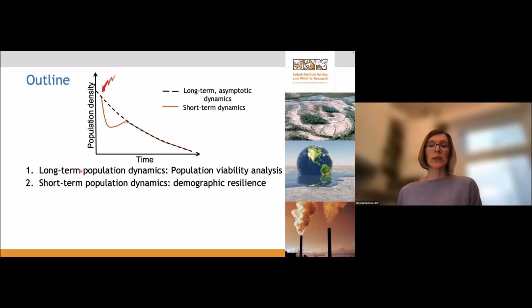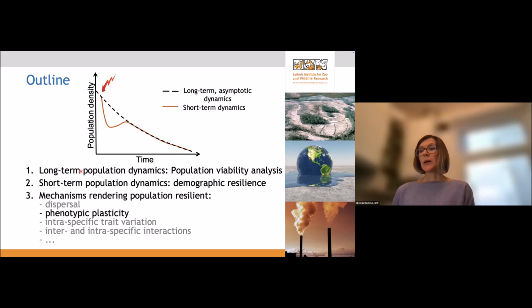Quantifying resilience, of course, is an important step, but it's just one step in diagnosing the state of a population. As the next step, it's very important to try and understand the mechanisms that render a population resilient. And in the second part of my talk, I will focus on one such mechanism, phenotypic plasticity.